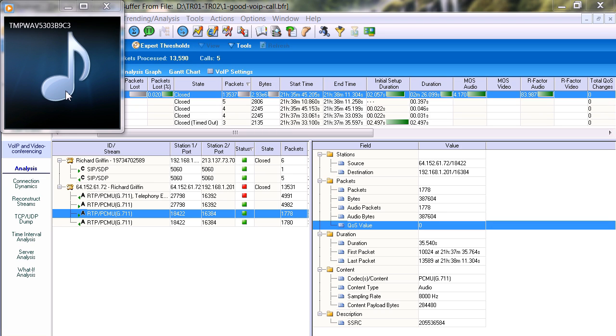And we can listen to the call. Hear a little Journey going on. Nice choice of music.